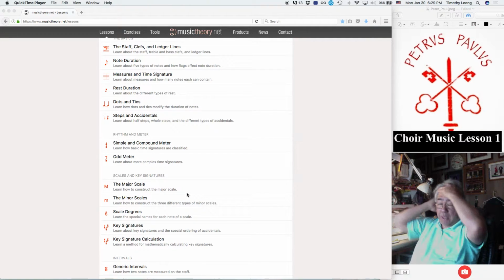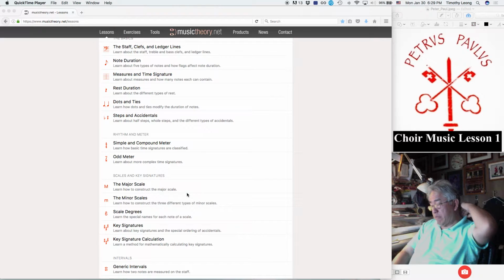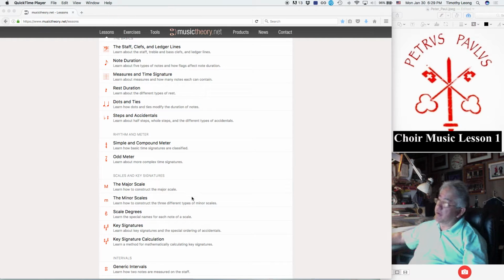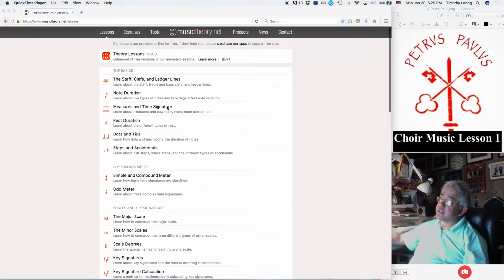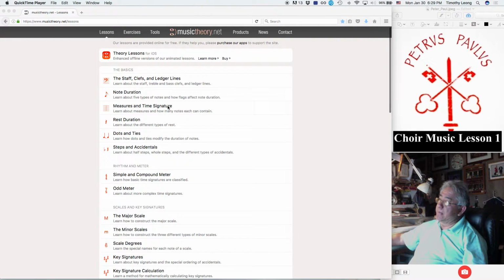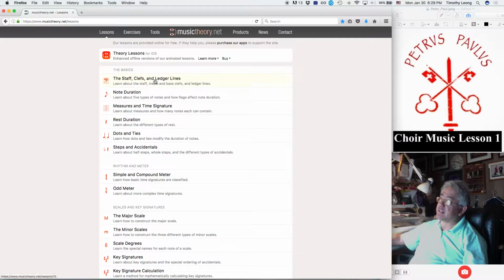when we have choir practice, or we have choir performances, you have the hymnal, and the hymnal has the stuff that's covered in here. What you need to do is understand how it all works. So let's go with this first: the staffs, clefs, and ledger lines.